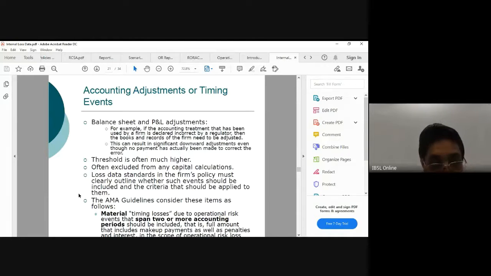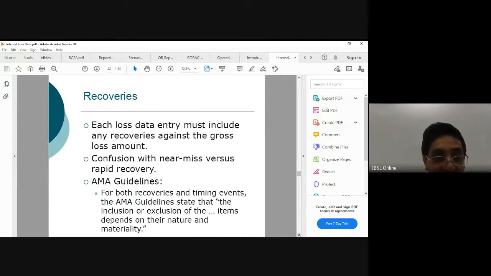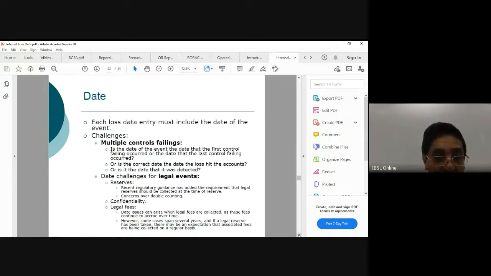Now, all these things are adjustments, and that is understood. We will just see the way it is being done in an organization. Now, all these things are the details of it.